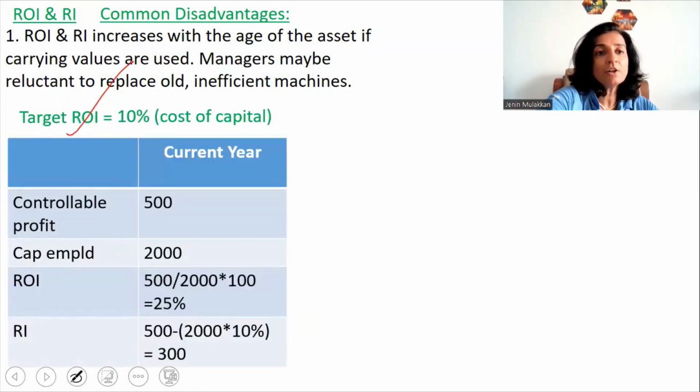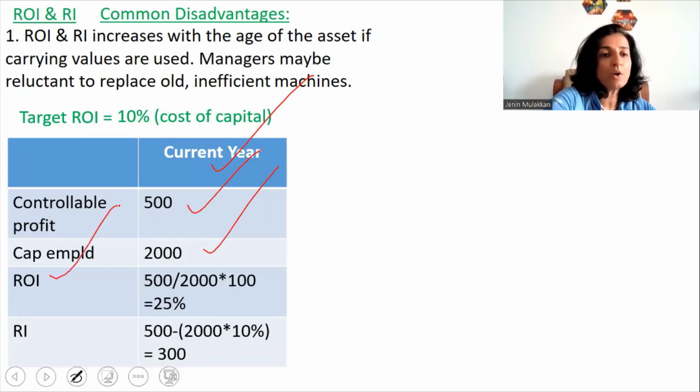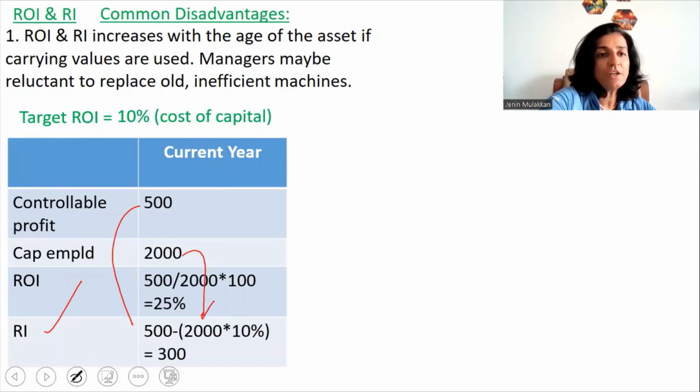Now the target return on investment is 10%, which is the cost of capital. In the current year, the controllable profit is 500, capital employed is 2000. So the ROI will be 500 divided by 2000 into 100, or 25%. And the RI will be 500 minus capital employed 2000 into 10%, which is 300.